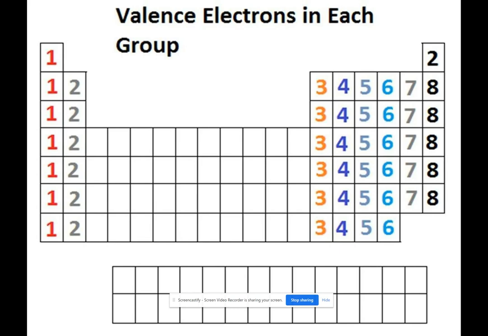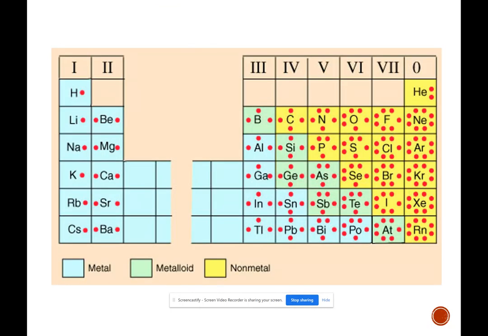So this is our pattern for our representative elements with valence electrons. Everything in group 1 has 1. Everything in group 2 has 2. Group 13 is 3, 14 is 4, 5, 6, 7, 8. So if we were to look at dot diagrams within a group, they would look very, very similar because they all have the same number of valence electrons.